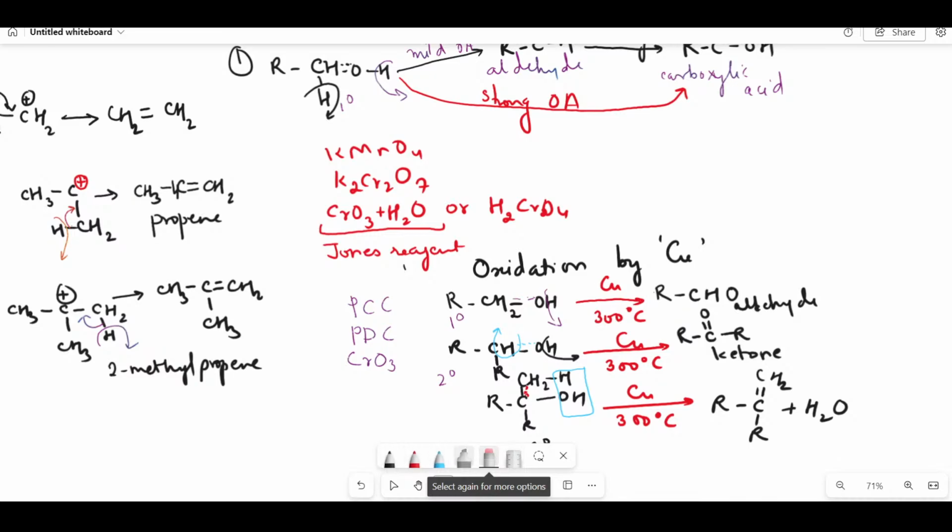Now, tomorrow we will see phenols, also the mechanism, and ethers. How ethers are produced, the methods of preparation as well as reactions of ether.